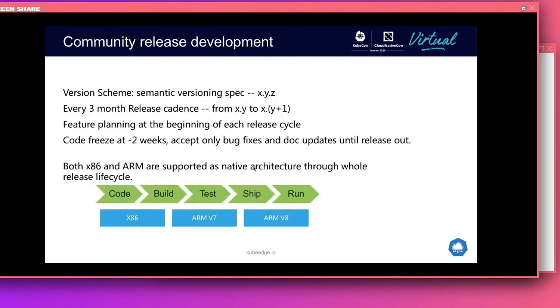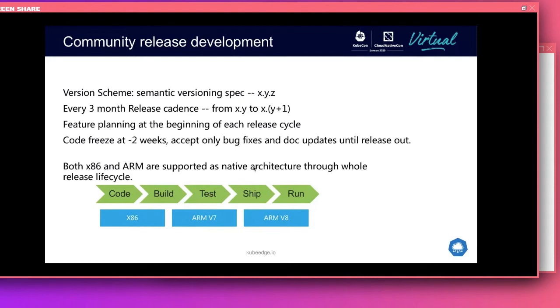For the community release development, currently KubeEdge is doing a release every 3 months. We are following the semantic versioning spec, and actually we're also doing it quite the Kubernetes way. We will review the feature planning at the beginning of each release cycle, and we will do the code freeze when it is 2 weeks away from the final release of each release cycle, and accept only bug fixes and document updates until the release is out, to make the release stable.